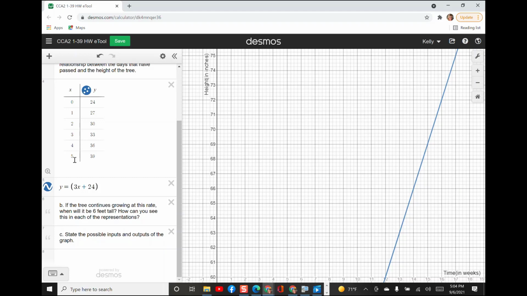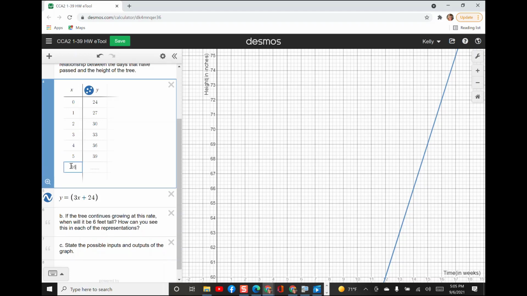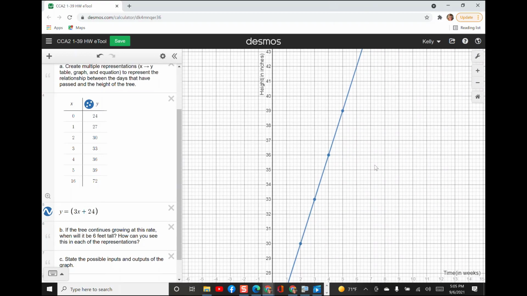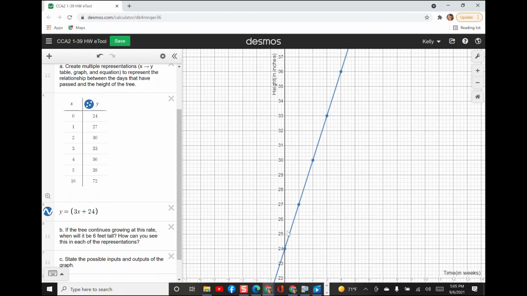So I'm going to put a point in our table. I'm going to put 16. And once I hit 72, we should have a point there, and it should be on our line. So let's go here and put 72. Notice we have it, and it's actually on our line with the rest of the points that we did earlier in the graph. Okay, now let's talk about part C, the inputs and the outputs.